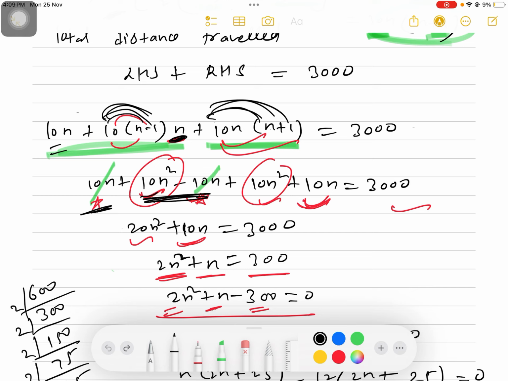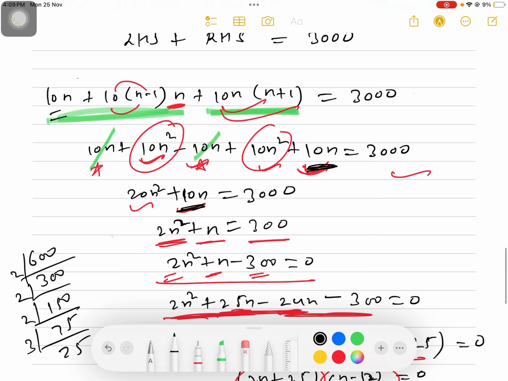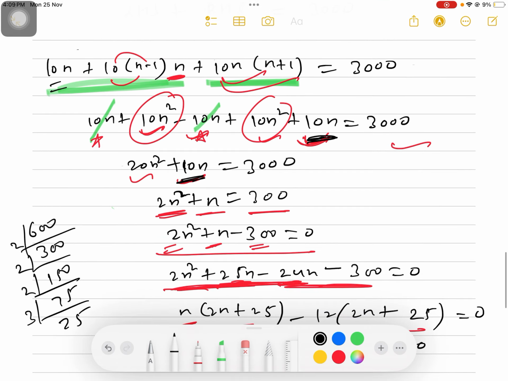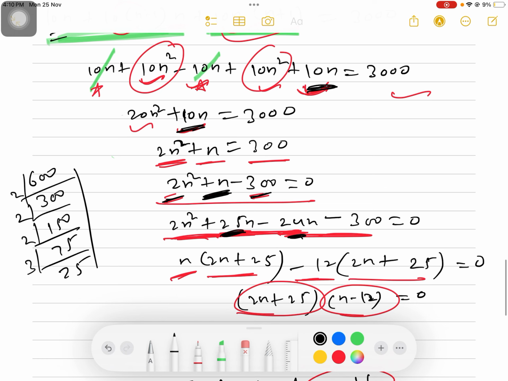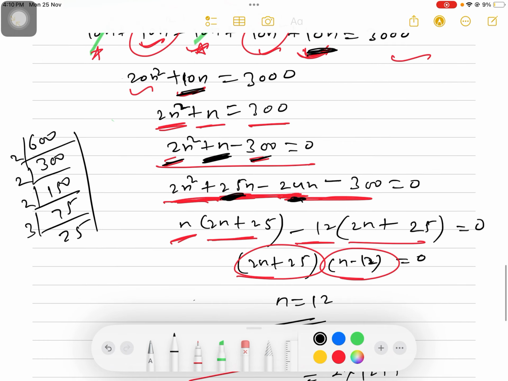So 10n square plus 10n square is 20n square, and the positive 10n and negative 10n got cancelled, this 10 only is left, so I wrote here equals 3000. So taking 10 common, 2n square plus n equals 300 only. So 2n square plus n minus 300 equals 0, and now we have to factorize. So 300 into 2 is 600. If you factorize 600, you have to get two numbers whose difference should be 1 only. So I got 25 and 24. If I multiply, I'll get 600, and if I subtract I'll get 1n only.